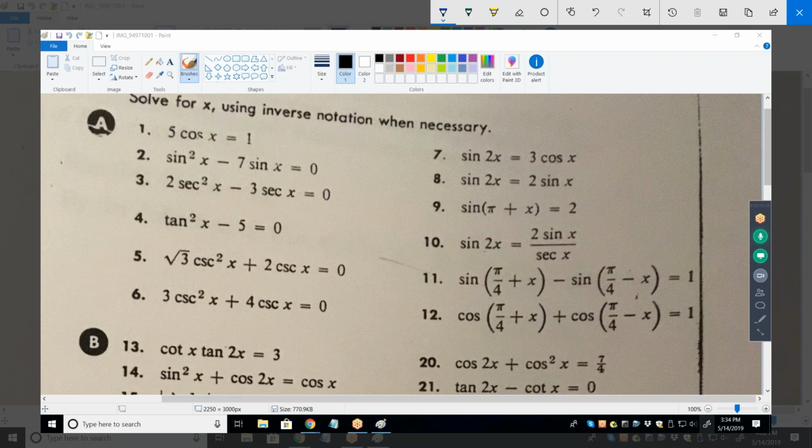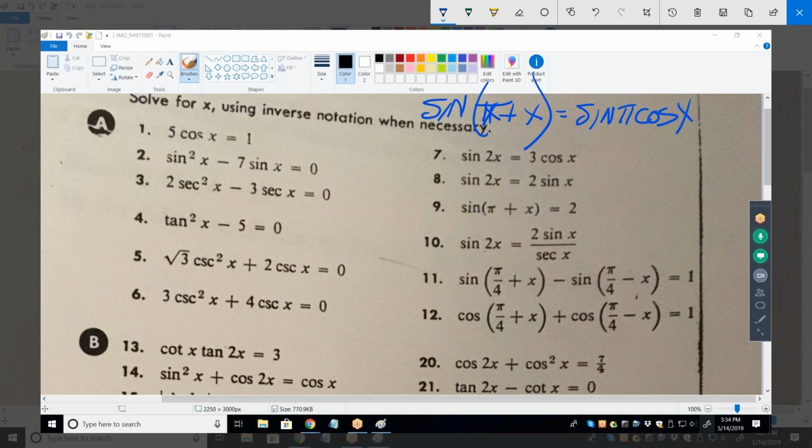On 9, would we use the sine sum formula? That's what I would start with. So what's this term? The sine of pi plus x is going to be equal to what? Sine of pi cosine x. Is that right? Yes, you have it. Sine of pi.